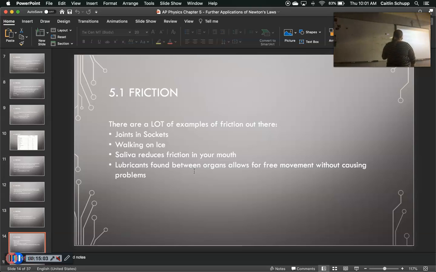Seriously. What other types of friction can you think of? Scenarios where you either have too much or too little.